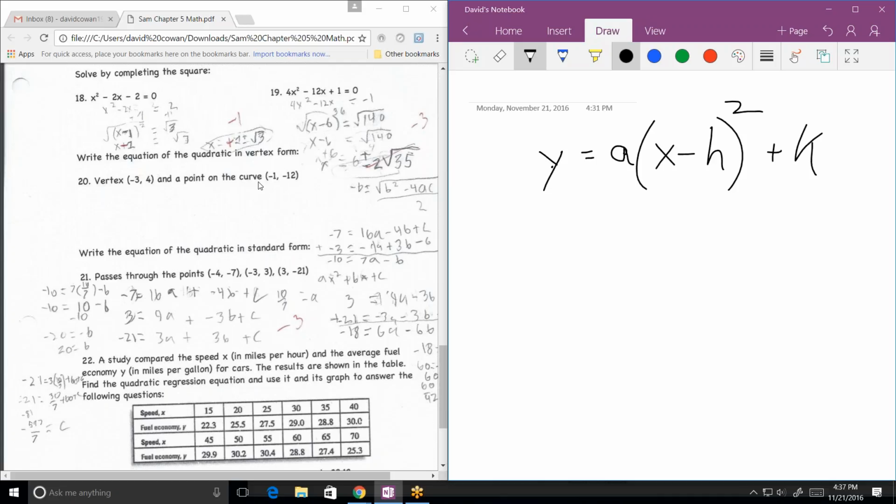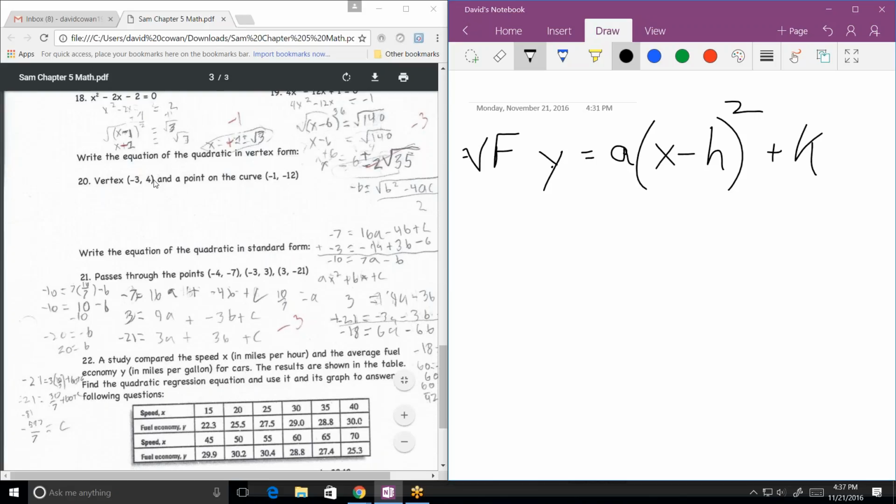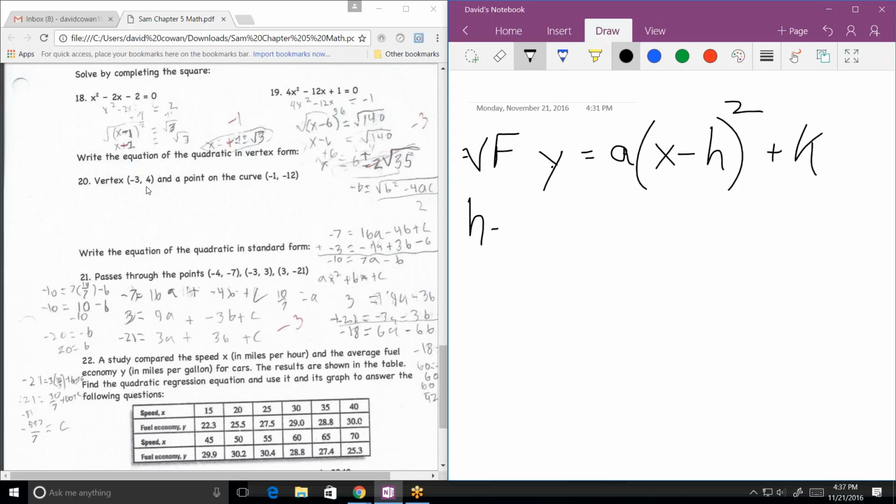No. No, this is vertex format. They're giving us the vertex. The vertex is at minus 3, 4. So what's H? Negative 3. H is the x-coordinate of the vertex. What's K?